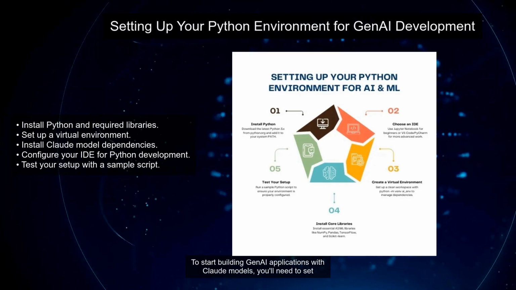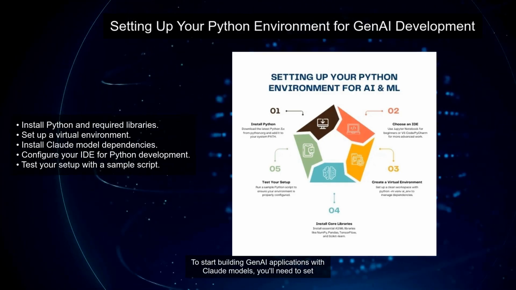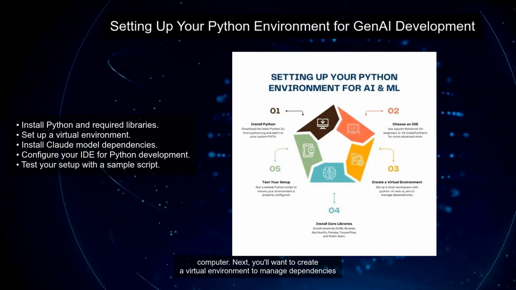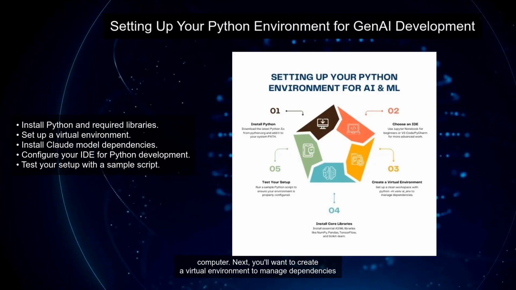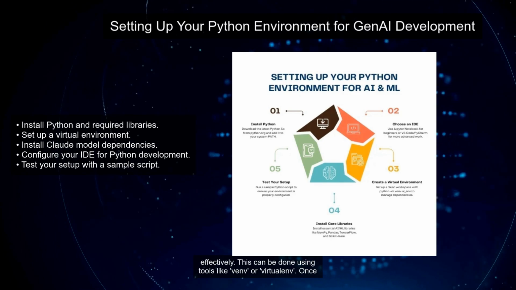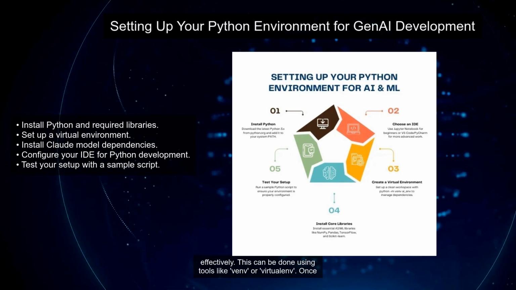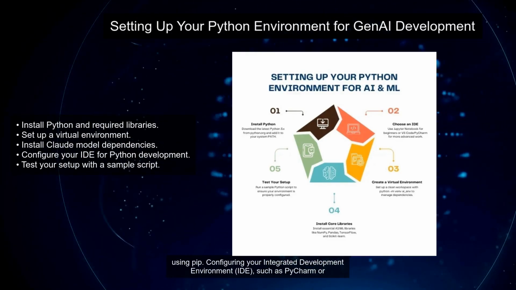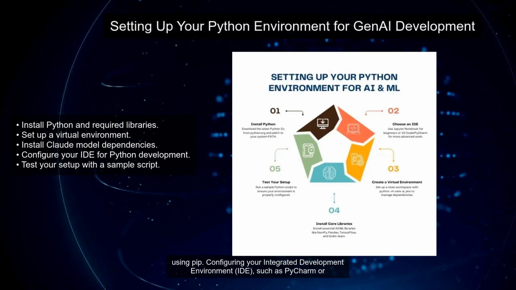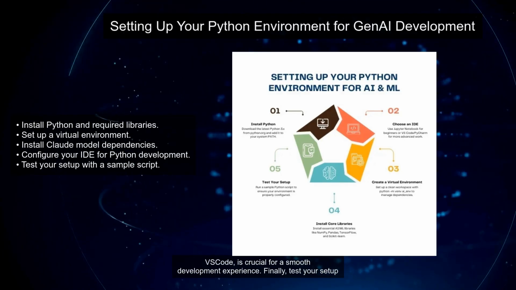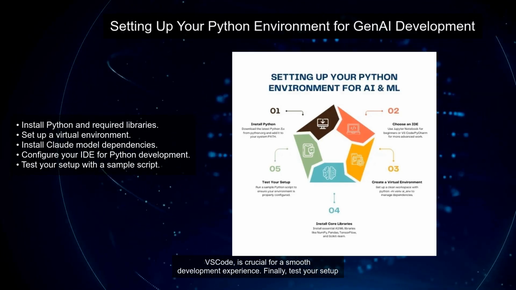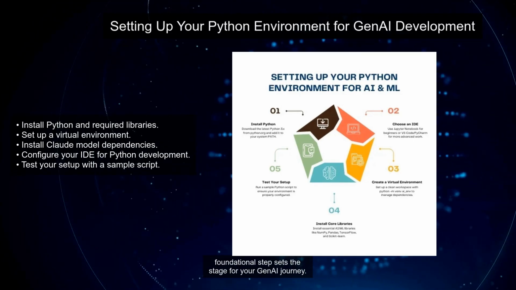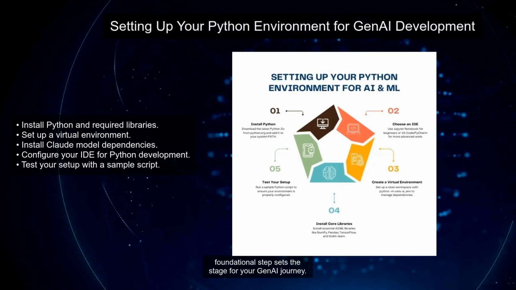To start building GenAI applications with Claude models, you'll need to set up your Python environment. First, ensure you have Python installed on your computer. Next, you'll want to create a virtual environment to manage dependencies effectively. This can be done using tools like venv or virtualenv. Once your environment is ready, install the necessary Claude model libraries and dependencies using pip. Configuring your integrated development environment, IDE, such as PyCharm or VS Code, is crucial for a smooth development experience. Finally, test your setup with a simple Python script to confirm everything is working correctly. This foundational step sets the stage for your GenAI journey.